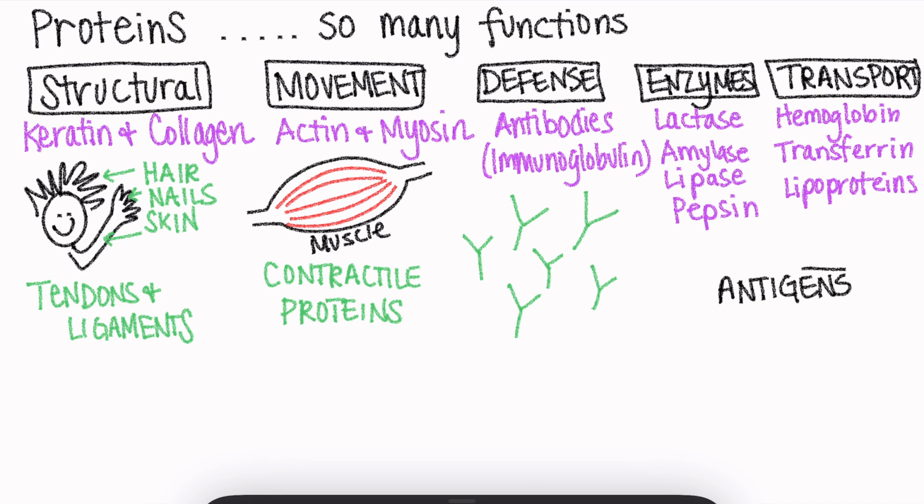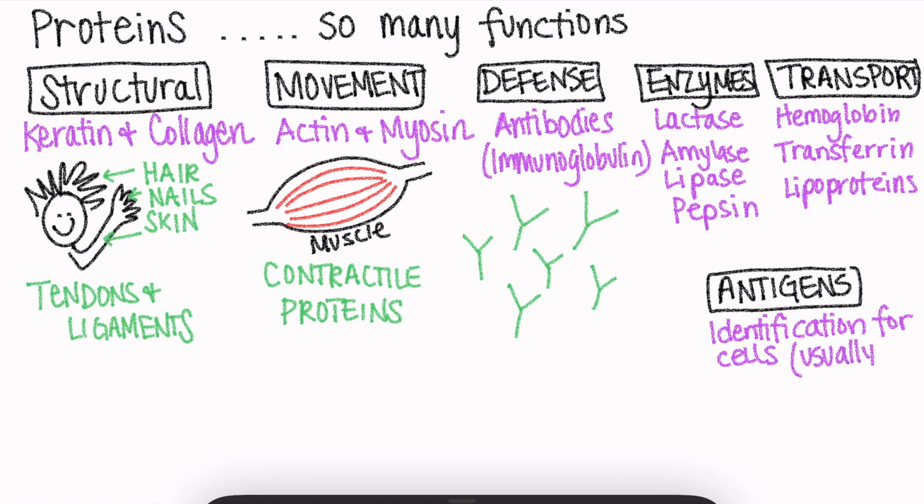These are identifying flags on cells. These are usually what we call glycoproteins, meaning that they have carbohydrate and protein. We can draw a cell, this, and then it might have a glycoprotein on its surface that acts to identify, oh, I'm a liver cell, or oh, I'm a muscle cell.